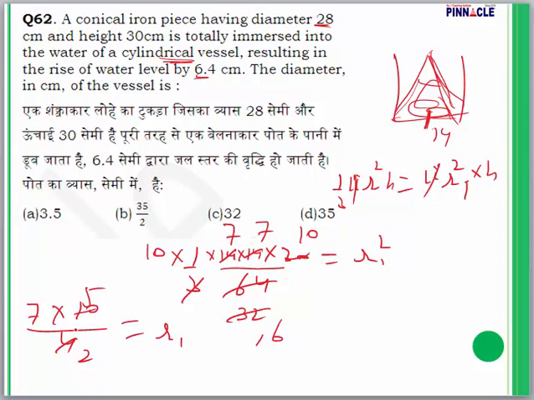R1 value is 35/2, but here we have to find the diameter, so it would be 35. Answer is D.